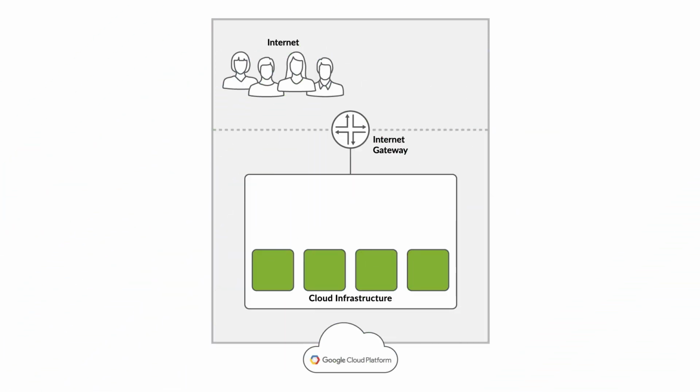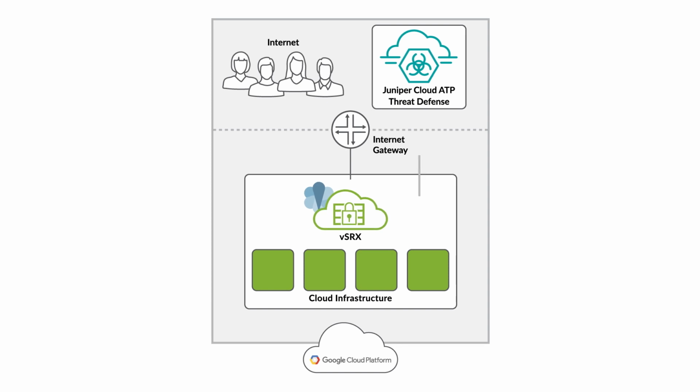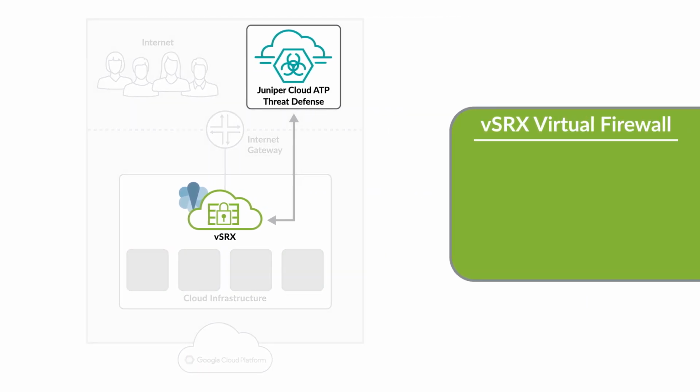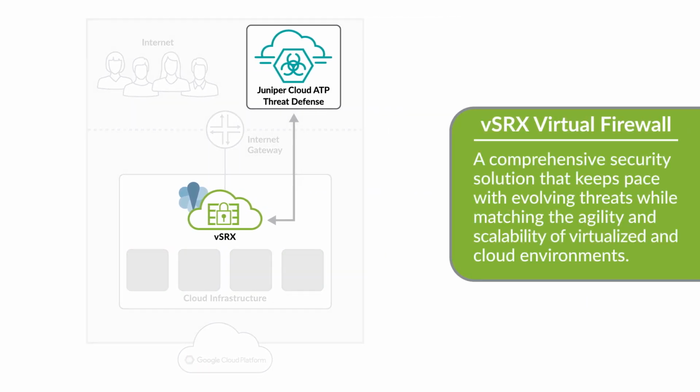In this video, we'll show you how to deploy the Juniper Networks vSRX Next Generation Firewall on Google Cloud Platform, also known as GCP. You can access GCP from the GCP Marketplace. The vSRX Virtual Firewall provides a comprehensive security solution that can keep pace with evolving threats while matching the agility and scalability of virtualized and cloud environments.